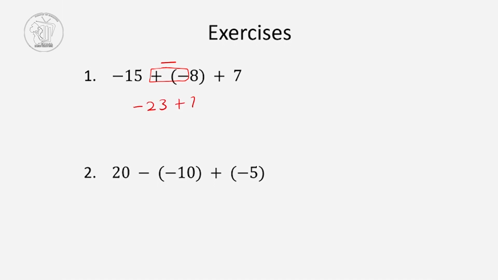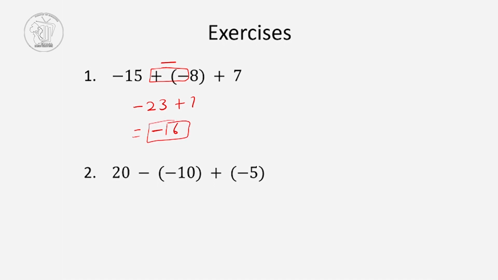And then we add 7 to that, and that would give us the two signs. We have two different signs we're adding, so we subtract and we put back the sign of the larger number. So 23 subtract 7 would give me 16, and I put back the negative in front. So negative 16 is the answer.